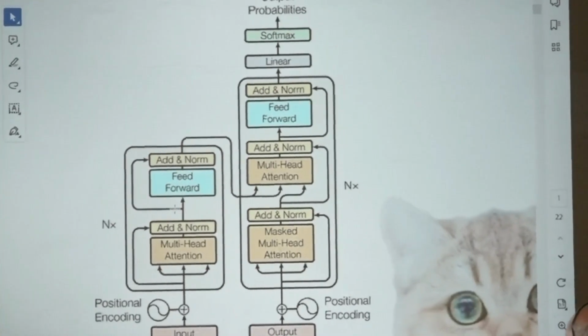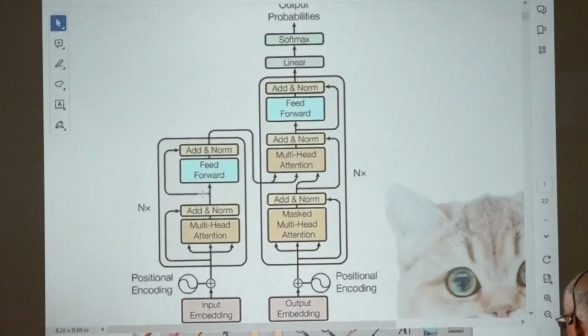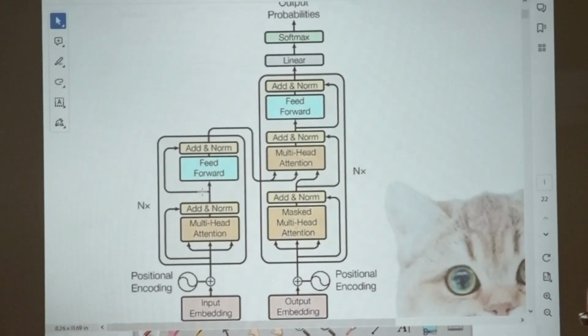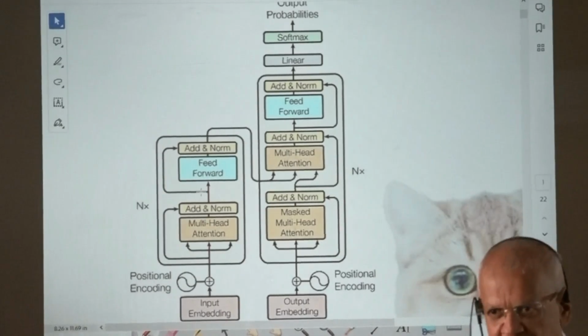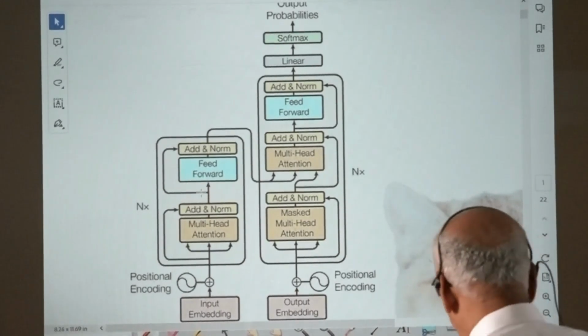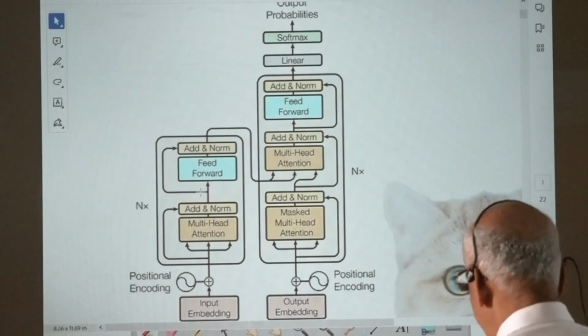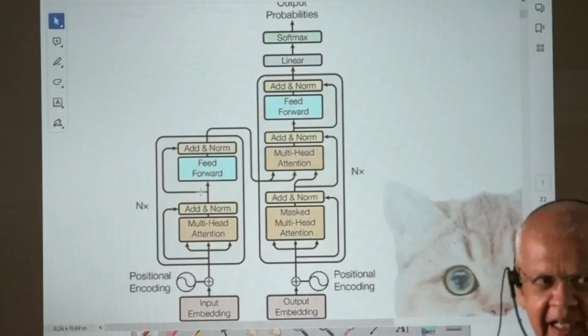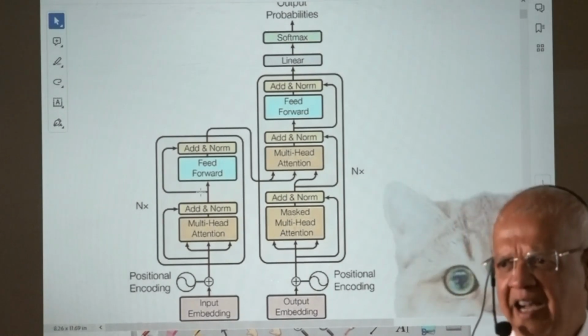I know there are many rectangles, but the left side rectangle has 2 major pieces. One is called the multi-headed attention, and the second piece is called feed forward. And feeding that at the lowest point, you see there is something called input embedding. And then we have the same story repeating on the right-hand side with a little change, but if you understand the left, you understand the right also.